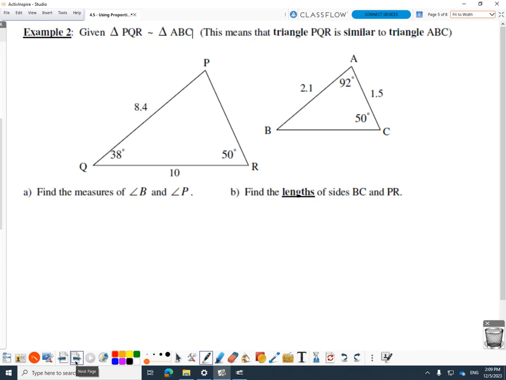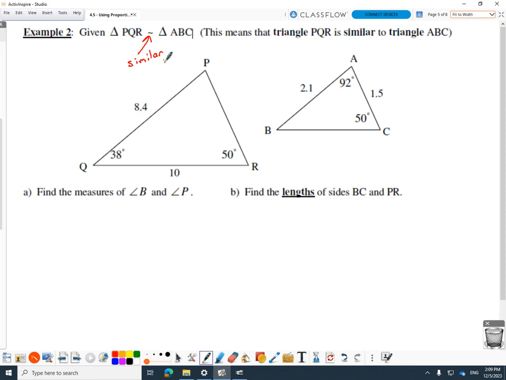I'm adding a fancy symbol. Given PQR, see this little squiggle? Mathematicians use that. That means similar. They're similar triangles. Now, I won't make you rely on that. If you ask me, even on the test, "Mr. Tao, what does this squiggle mean?" I mean, that means they're similar. I'm not trying to teach that, but I throw it in there just so you know what mathematicians use. I put it right beside it. This means that triangle PQR is similar to triangle ABC.